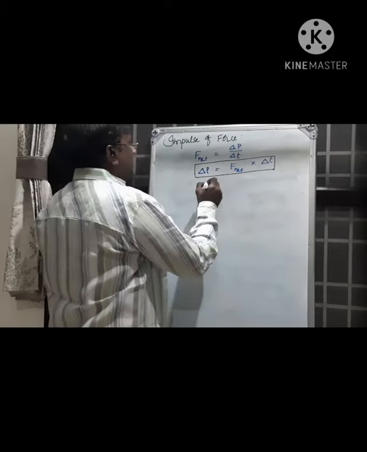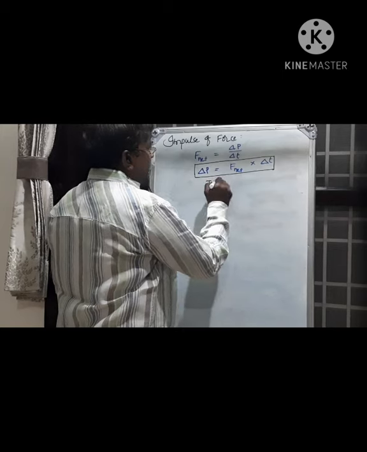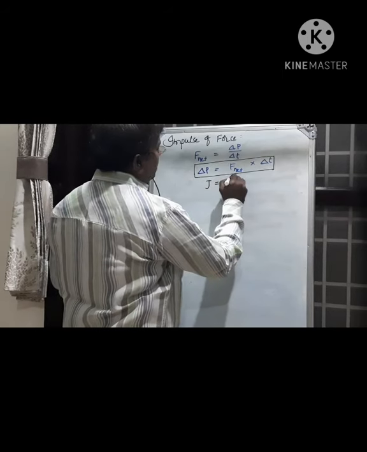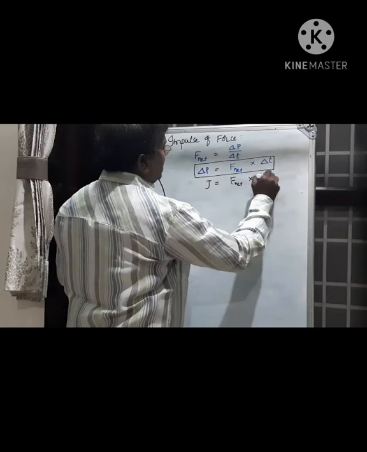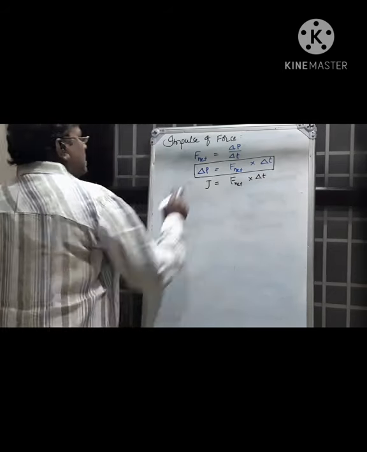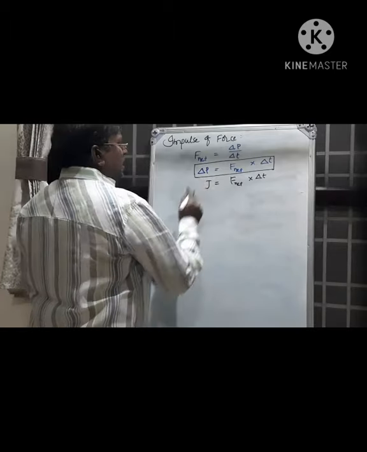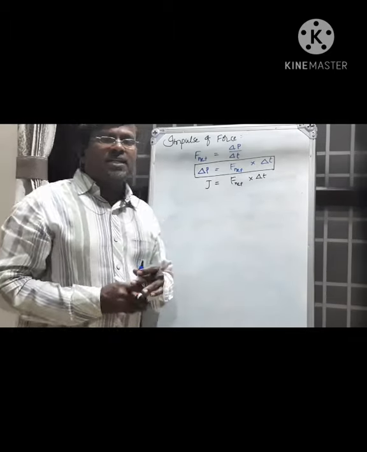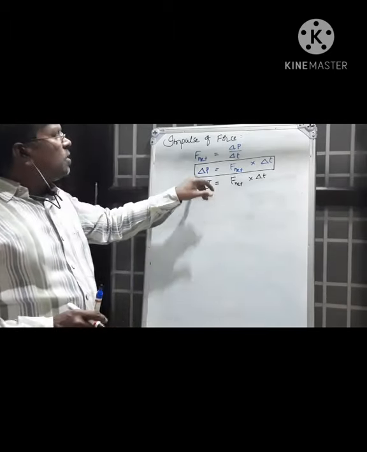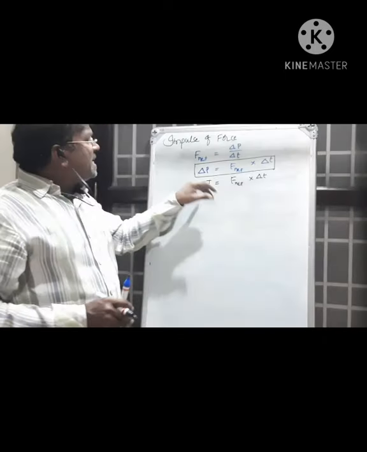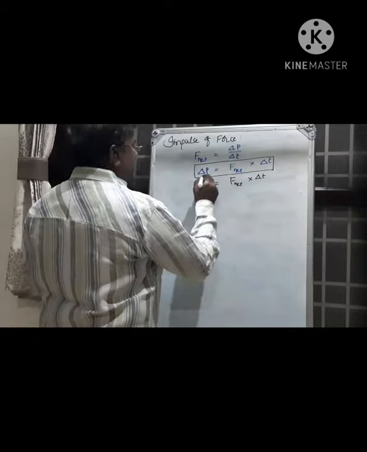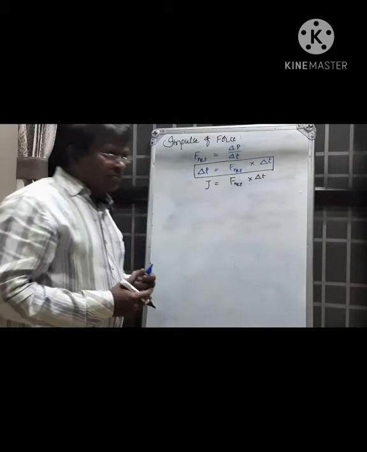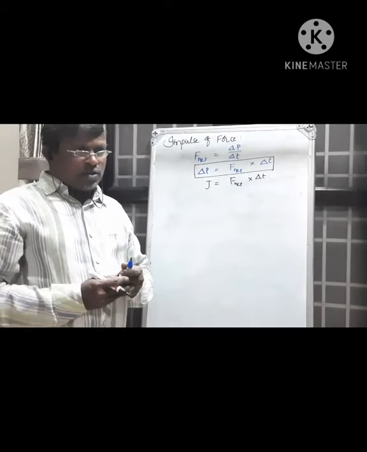In some books it is denoted by J. J is the impulse. J is equal to F net into delta T, where delta P or J is the change in the momentum. That is why, according to this formula also, we can define the impulse as a change in the momentum. What does it mean? Change in the momentum, initial momentum and final momentum.